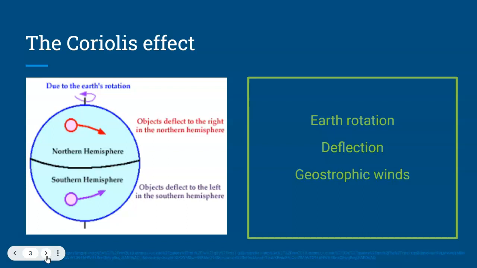The Coriolis effect is caused by the rotation of the Earth. Because the Earth is rotating, wind is deflected. It is deflected right in the northern hemisphere and left in the southern hemisphere. Geostrophic winds only happen in the upper winds, when wind becomes parallel with the isobars.